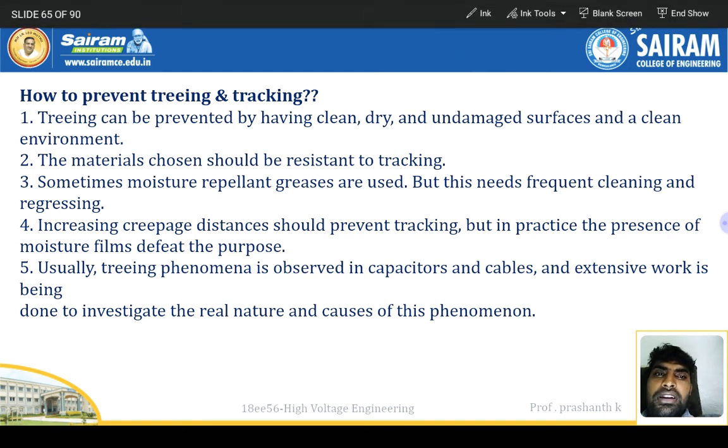right. So how to prevent treeing and tracking? Treeing can be prevented by having clean, dry and undamaged surfaces and a clean environment. The materials chosen should be resistant to tracking. Sometimes moisture repellent greases are used, but these need frequent cleaning and regreasing. Increasing the creeping distance should prevent tracking, but in practice the presence of a moisture film defeats the purpose. Usually the treeing phenomenon is observed in capacitors and cables, and extensive work is being done to investigate the real nature of this phenomenon.